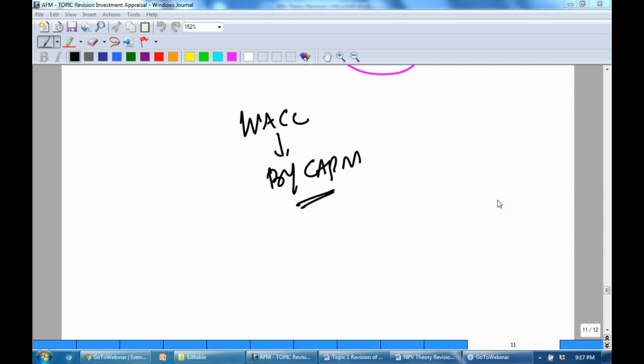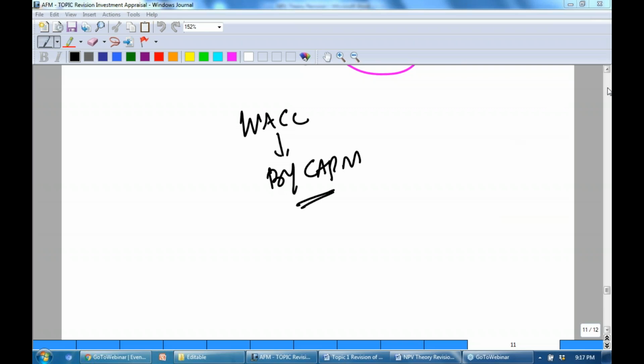Today's session is about the revision aspect, another revision aspect of the investment appraisal topic, and particularly the topic about the capital asset pricing model: the calculation of weighted average cost of capital by CAPM. That is the basic purpose of this particular session.